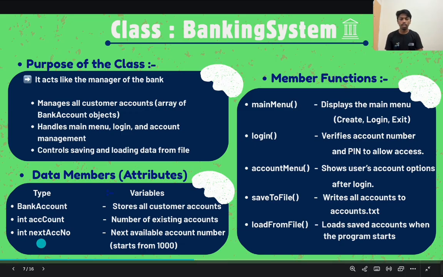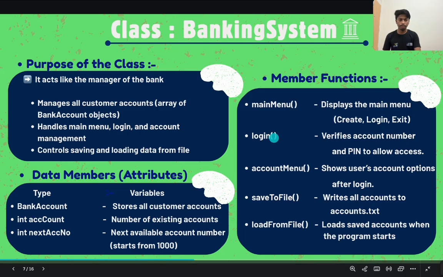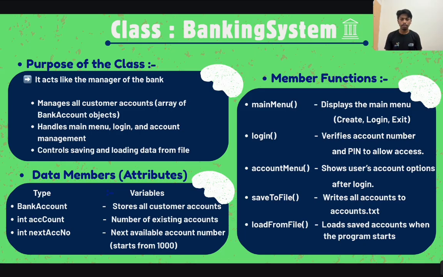Then next account number. It stores the next available account number, which starts from 1000 and increases with every new account created. So next, member functions. These functions manage the flow of the banking system. That is, first, main menu. This is the main screen of the program from where the user can create a new account, login or exit.